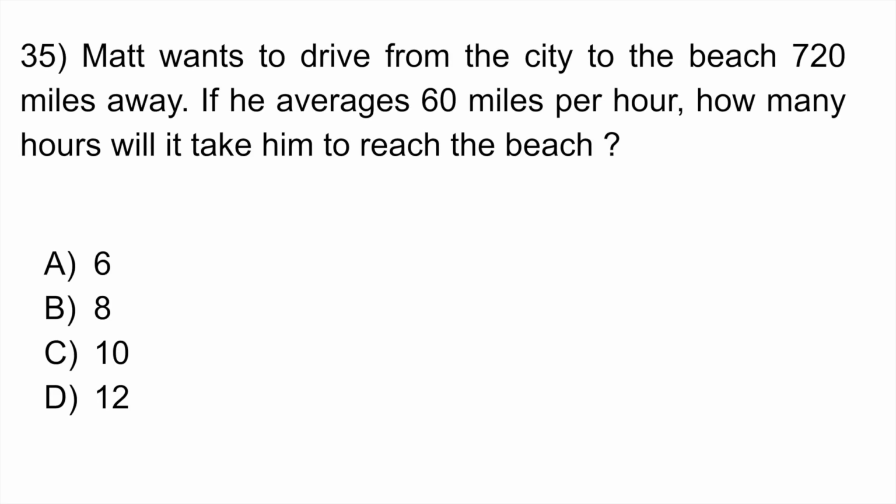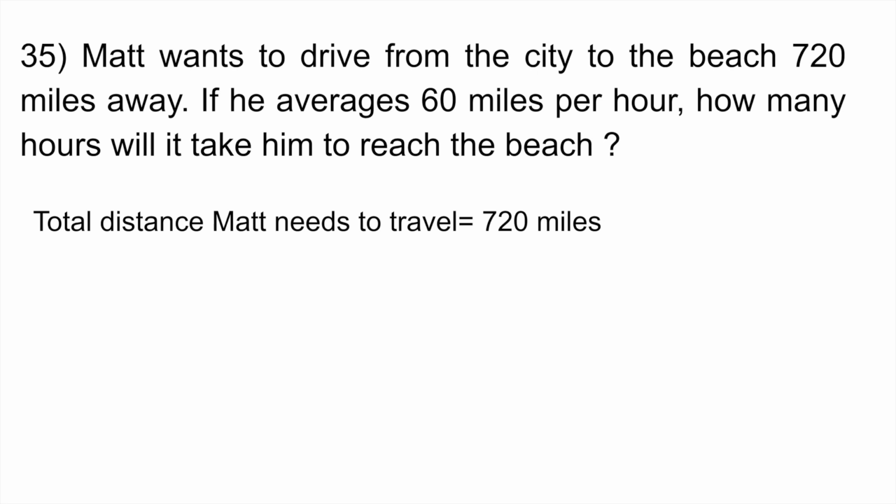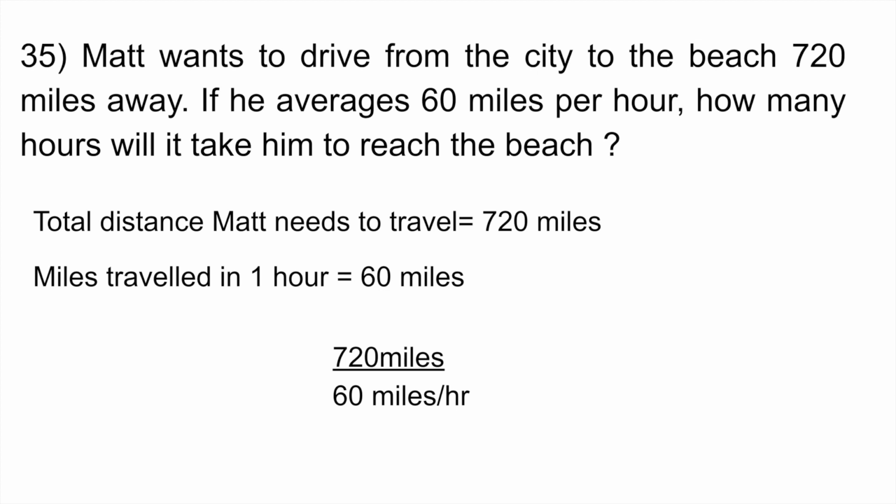Matt wants to drive from the city to the beach 720 miles away. If he averages 60 miles per hour, how many hours will it take him to reach the beach? Okay, so we know that this is the total distance that he needs to cover, 720 miles, and we know that he travels 60 miles per hour. So all you have to do to figure out how many hours it takes him to reach the beach is divide that total distance by the miles per hour that he is able to cover. If you do that, that gives you 12 hours. That's how long it will take him to reach the beach.